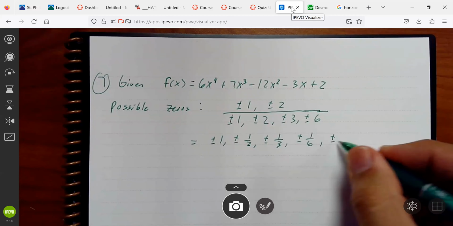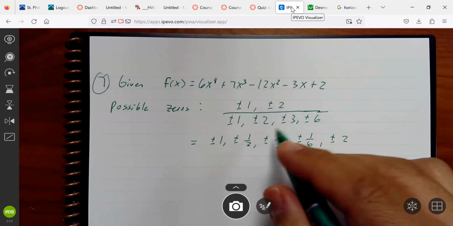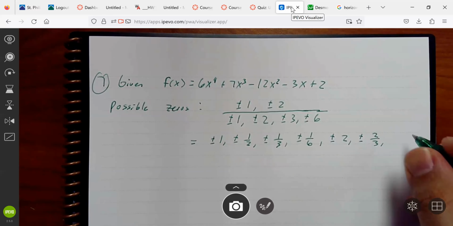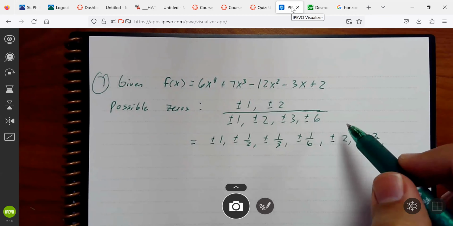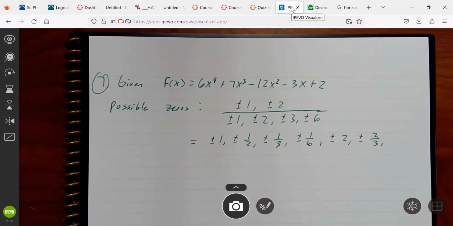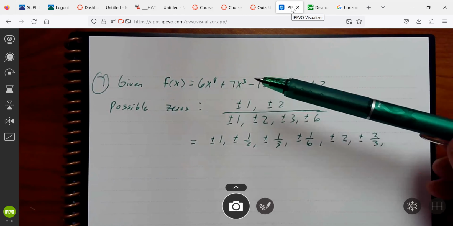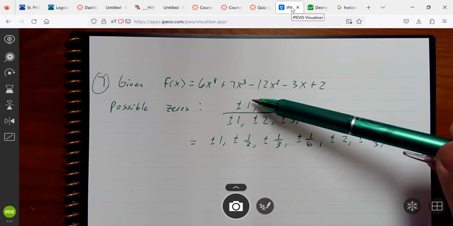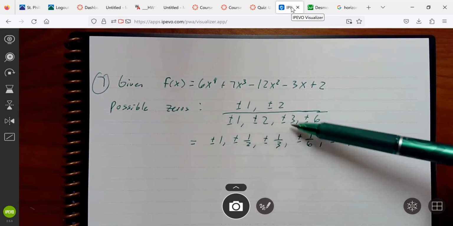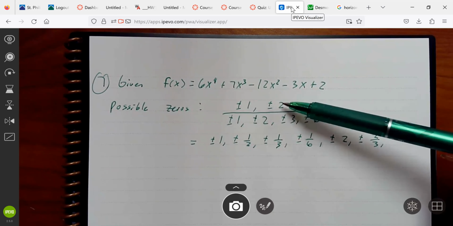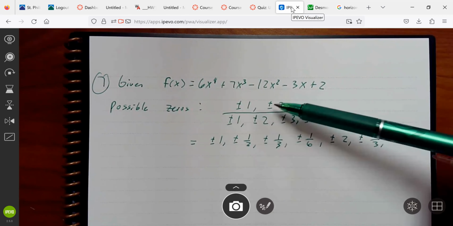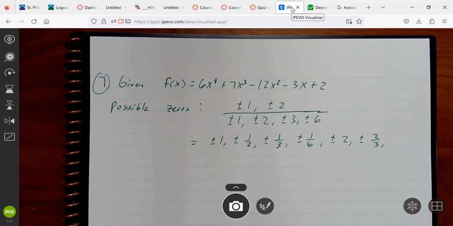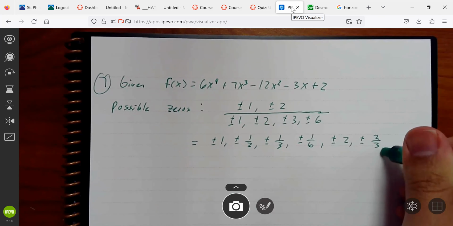2/1, 2/2, which is 1, so we don't write that again. 2/3. 2/6 is a third, so that's it. So we said in order to find them, you find these factors and the factors of 6. You can do 1 over that one, 1/2, 1/3, 1/6. Then the same thing, 2/1, 2/2, 2/3, 2/6. Anything that repeats is not used a second time.